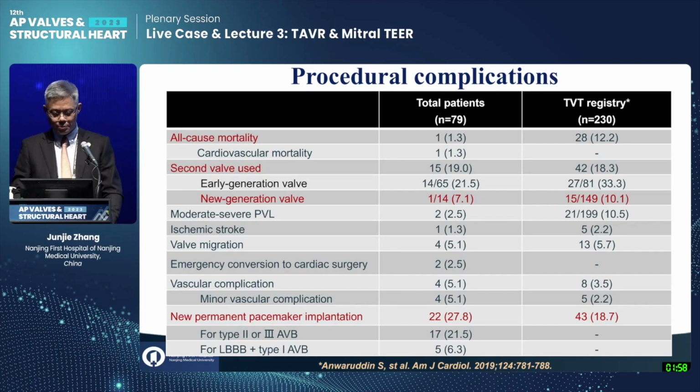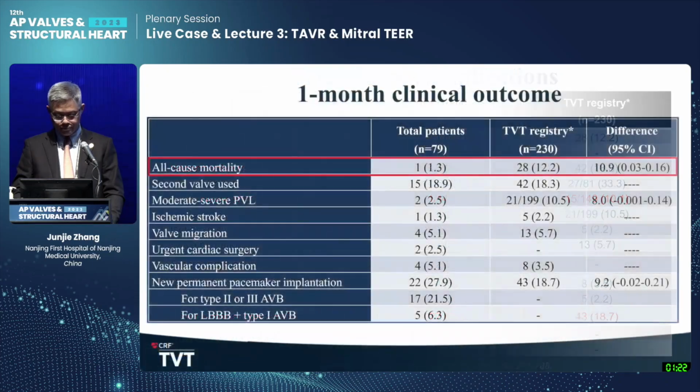And see, this is the procedural complication. Of course, mortality was only one case. And in terms of the second valve used, the rate is 80%, quite high for the first generation, 21%. After the second-generation valve was used, only one case occurred. The new pacemaker implantation rate is quite high, 27%. The majority were due to high-degree AVB, 21%. I think the majority is due to the high rate of over-index.